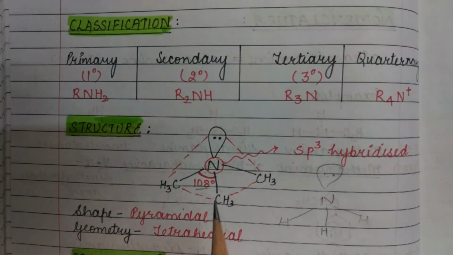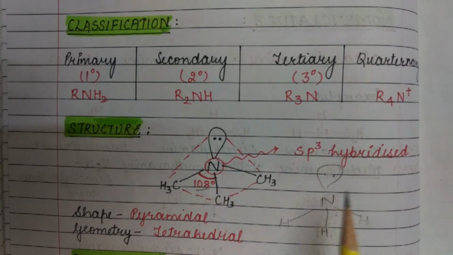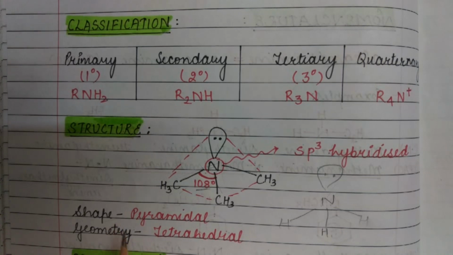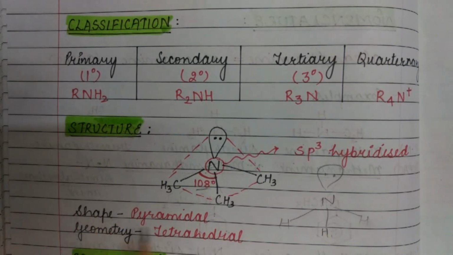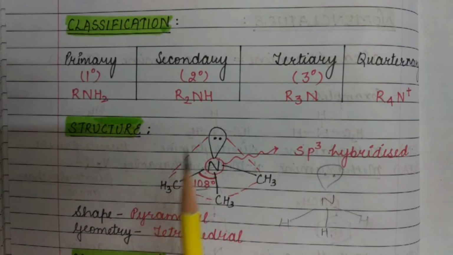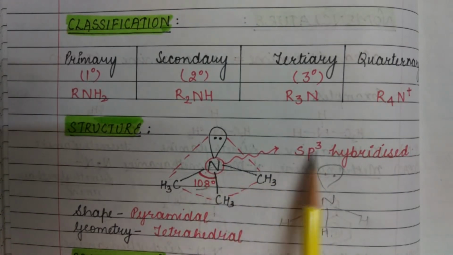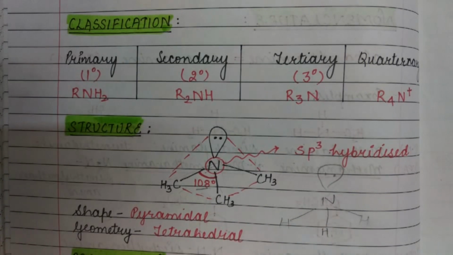Then we have structure. The structure of amines is similar to ammonia, right? It has a tetrahedral geometry and a pyramidal shape. The difference between shape and geometry is that in the case of shape, we don't count the lone pair of electrons. Only the bond pairs are counted, which form a pyramidal shape. In the case of geometry, the lone pair is also counted, which forms a tetrahedral geometry. And the hybridization of nitrogen, the central atom, is sp3, similar to ammonia.